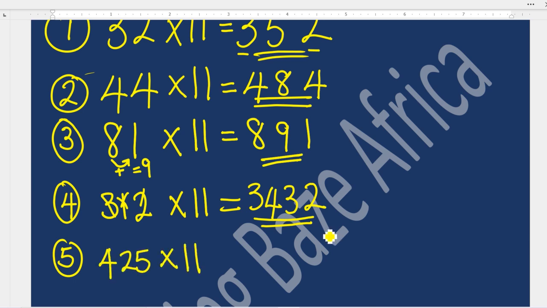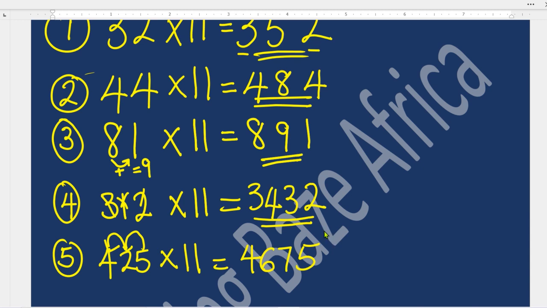425 times 11. Write down the first digit, which is 4, and the last digit, which is 5. Give a space at the middle, then come back to the number and begin to add the digits together. 5 plus 2 is 7. Write 7 beside 5. Then 2 plus 4 is 6. Write 6 beside 7.